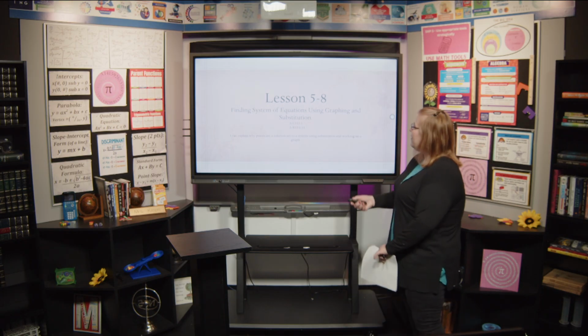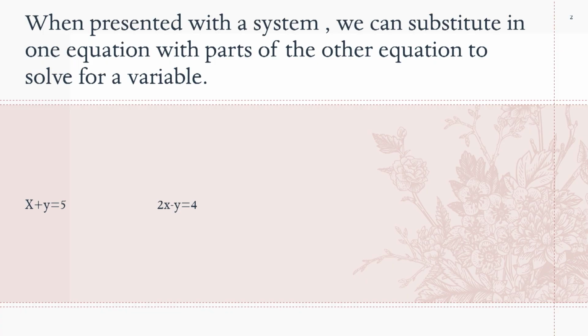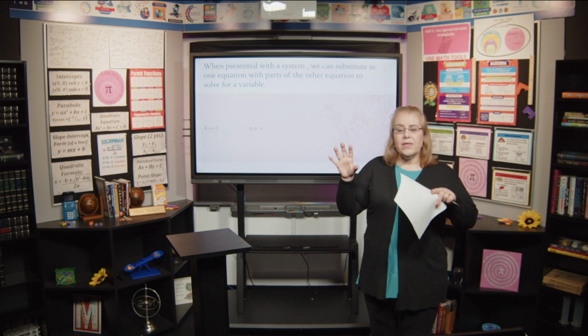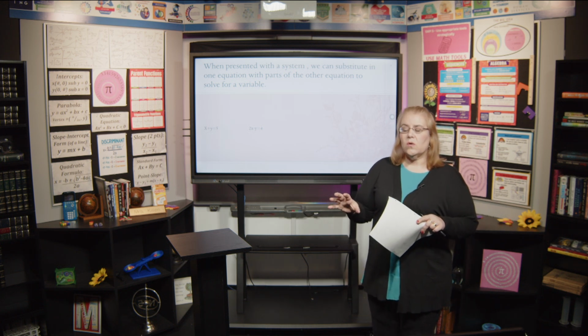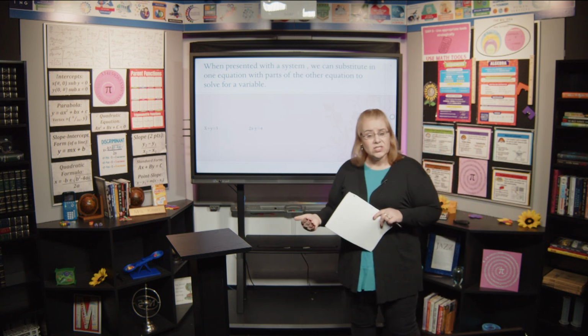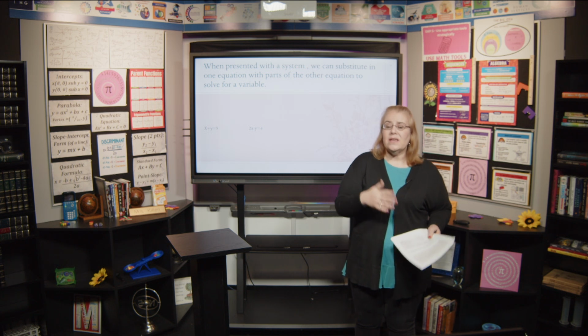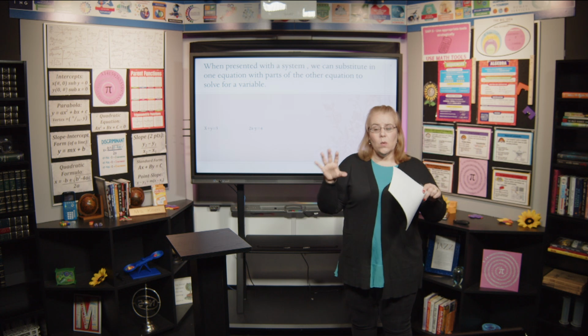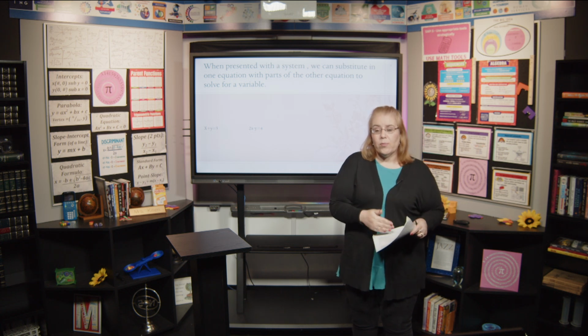So let's go ahead and dive into this. When presented with a system, we can substitute in one equation with parts of the other equation to solve for a variable. When we do this, we need to make sure that we are looking at both equations. We need to see what different variables and coefficients each one has, so we can see how we can put them together.